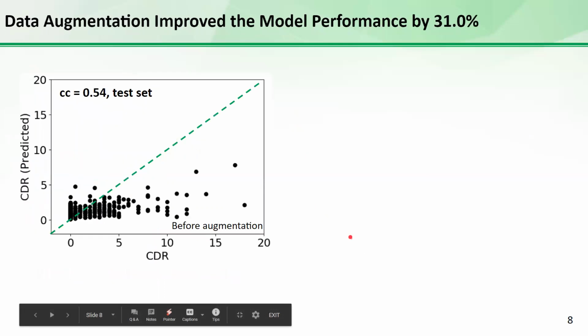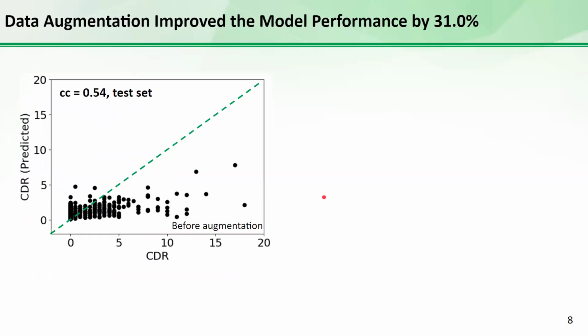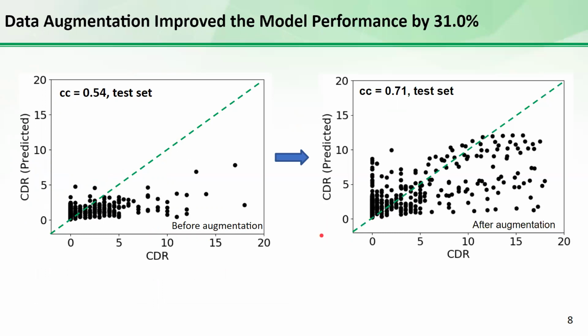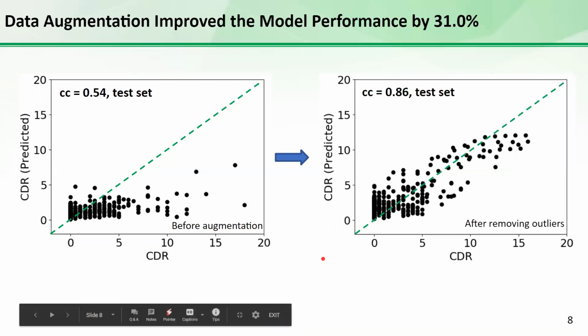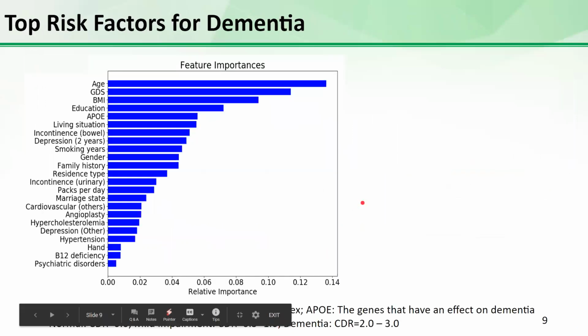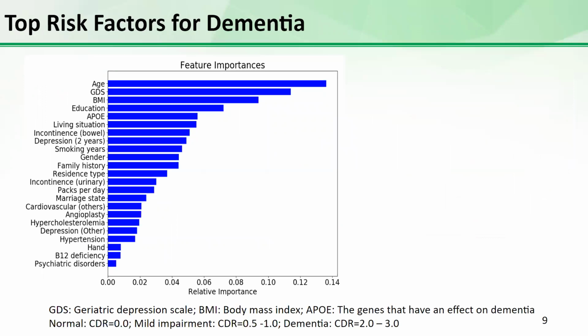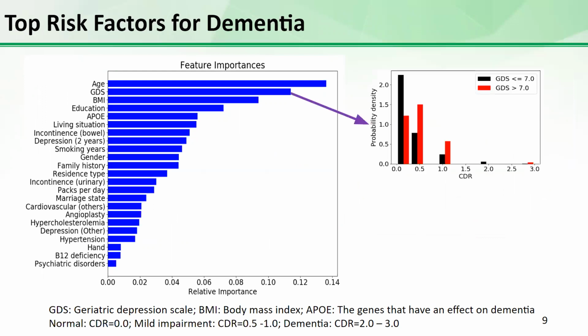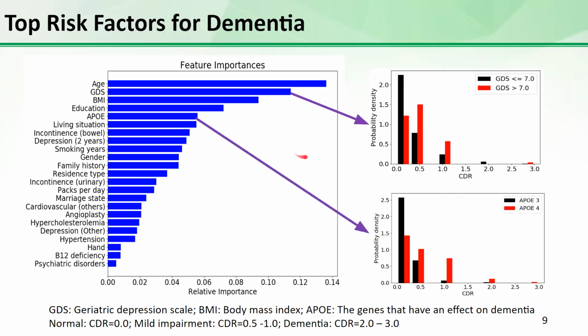By doing so, I improved the model performance from 0.54 to 0.71. And if I remove some of the outliers, the model performance increased to 0.86. The feature importance analysis from random forest shows that the top risk factors for dementia are the age, GTS, BMI, education, etc., which is consistent with our understanding of this disease. And here are two examples of how the GTS and the ApoE genes affect our brain health, which also proves that our model is correct.